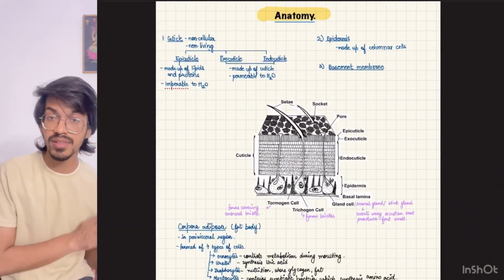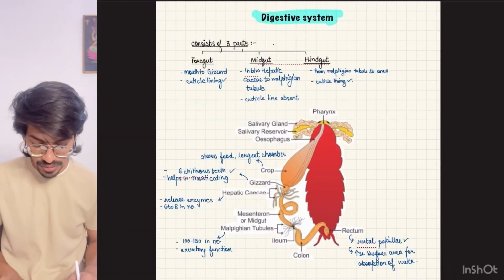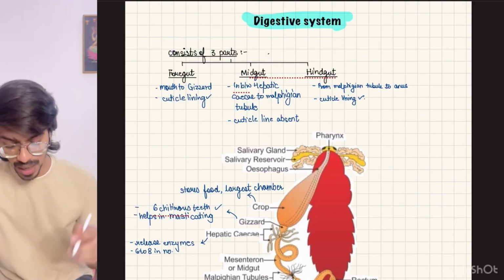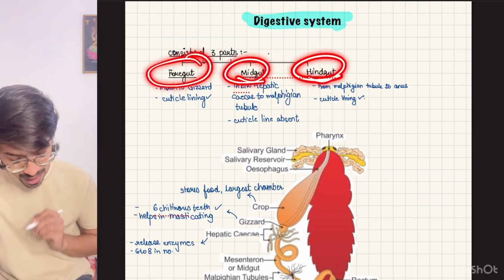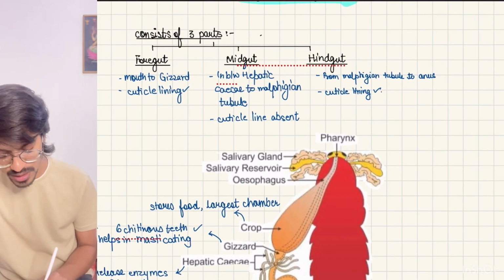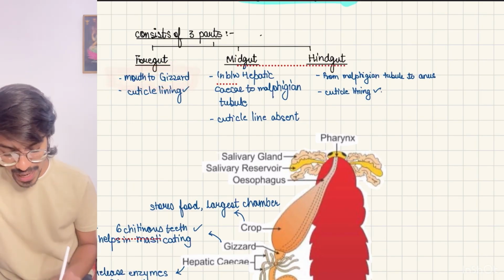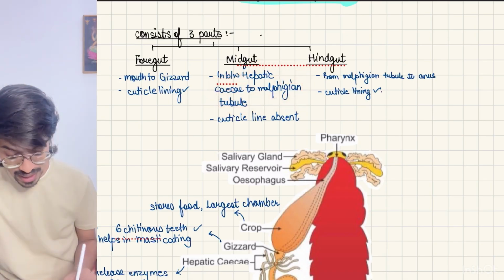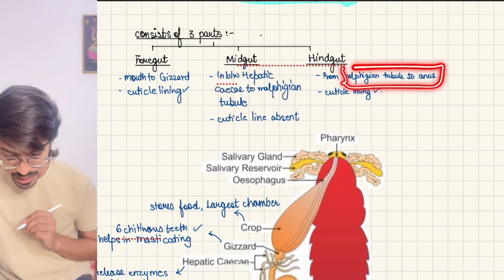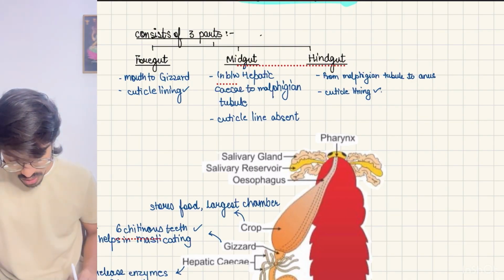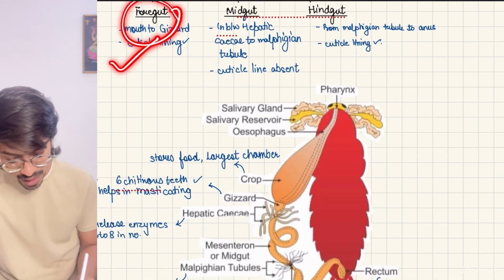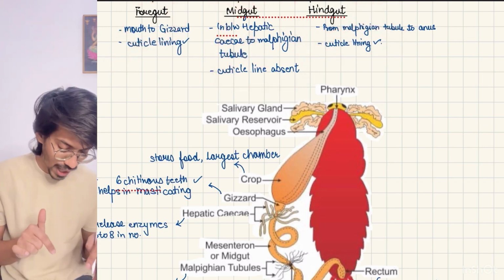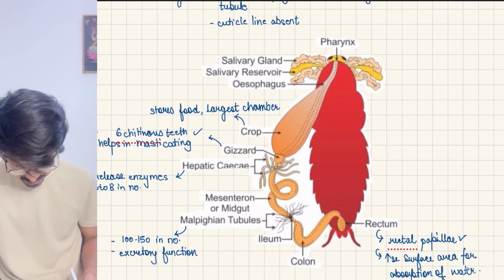Next comes, after this, anatomy. In anatomy, the first thing is the digestive system. The digestive system is divided into 3 parts: foregut, midgut and hindgut. Foregut is from the mouth to the gizzard. Midgut is between the hepatic caeca and the malpighian tubules, and the hindgut is from the malpighian tubules towards the anus. Now the next thing you have to remember is that in the foregut and the hindgut, cuticle is present, but in the midgut cuticle is not present, because here absorption takes place.